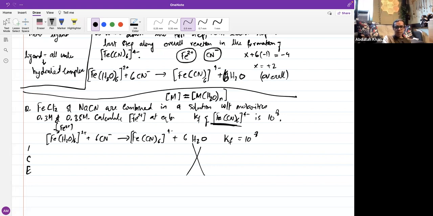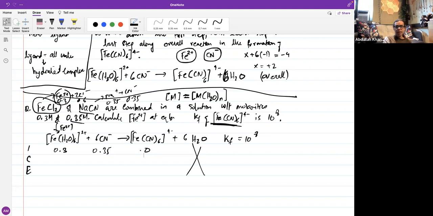Cool. Fe2+, the source of that is FeCl2. This completely breaks down into Fe2+ and 2Cl-. 0.3 becomes 0.3 and 0.6, but we're interested in this one. So that's 0.3. Cyanide, we said, and sodium cyanide has a molarity of 0.35. So that breaks down into Na+ and CN-. So 0.35, 0.35. And so that is 0.35. And no complex has formed in the beginning. That's a 0.